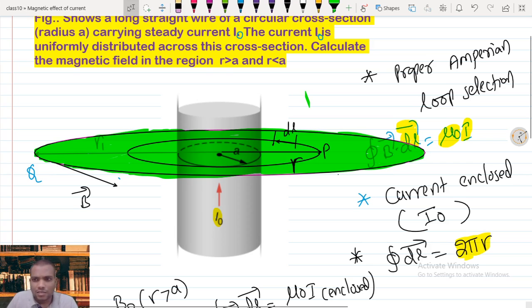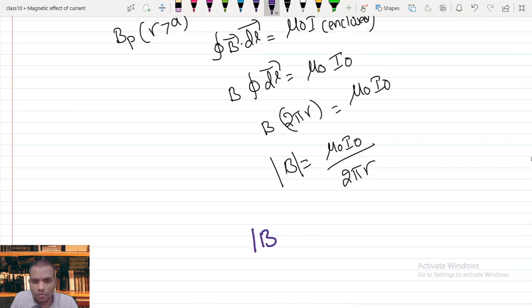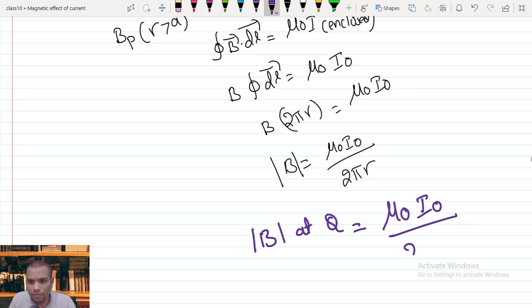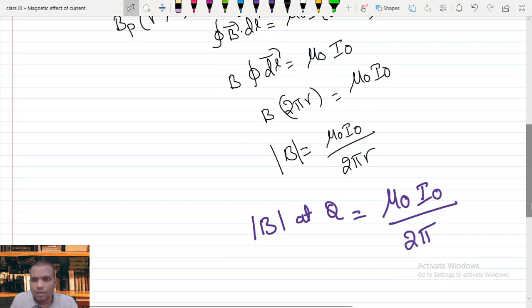Now in this case, how is the formula going to change? Nothing much. You can just replace the closed integral of B bar, at location Q. In this formula, what is going to change at most? Mu naught does not change, and I naught also does not change because the same current is enclosed by the loop, and 2 pi times. Now here, instead of r, I consider R1, so 2 pi times R1.